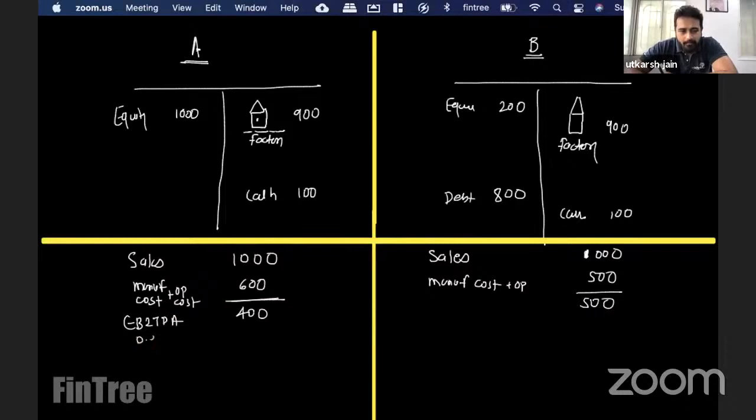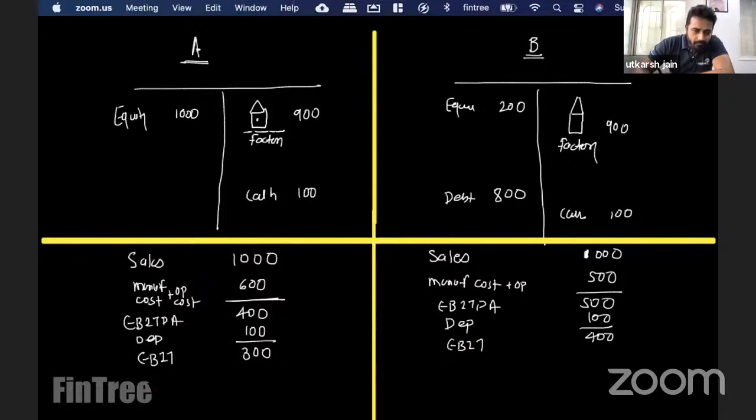Now, depreciation is 100 for both of them. So they charge a depreciation of 100. Okay, so we get the EBITDA number. Then we charge depreciation of 100 each side, and then we get something called EBIT. So EBIT of 300 and EBIT of 400.